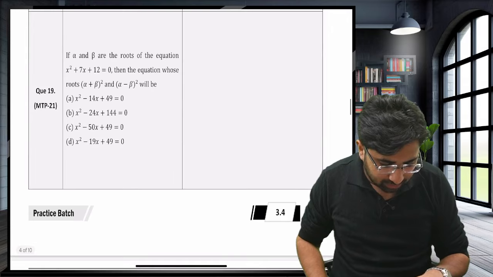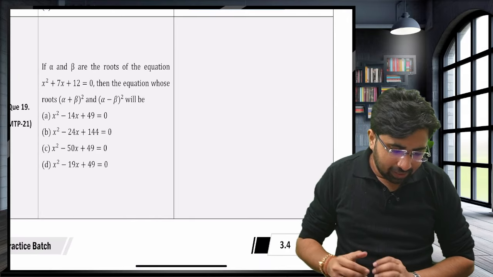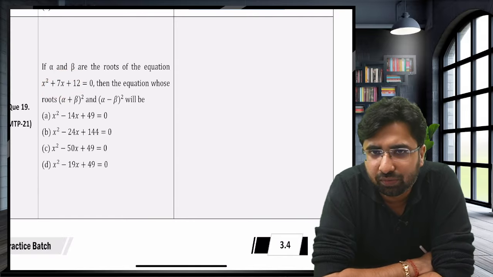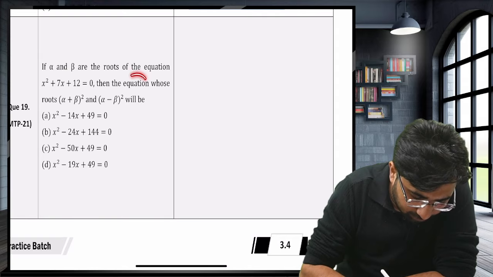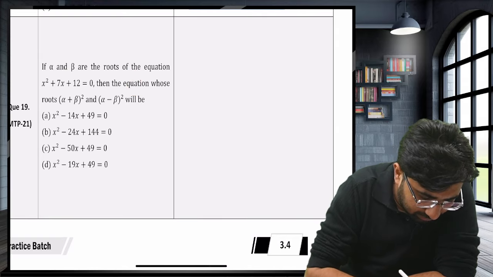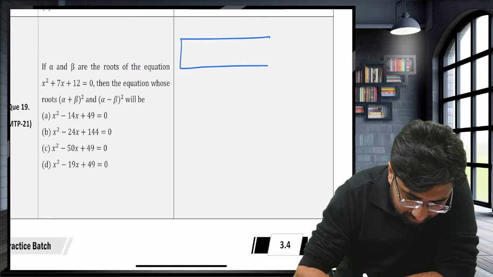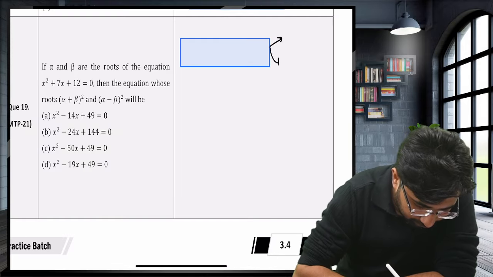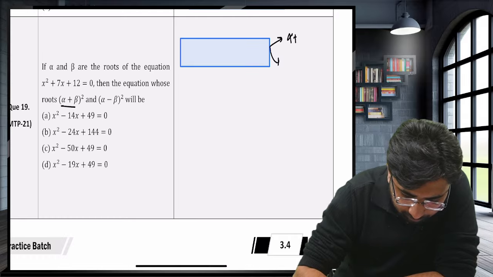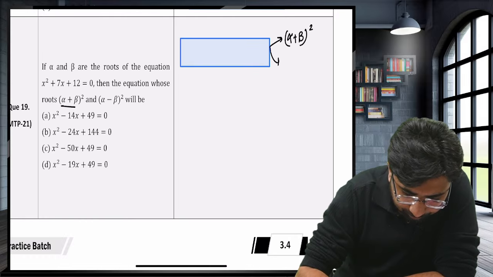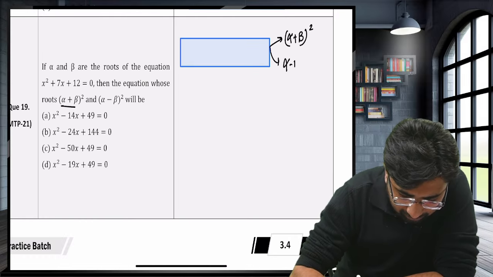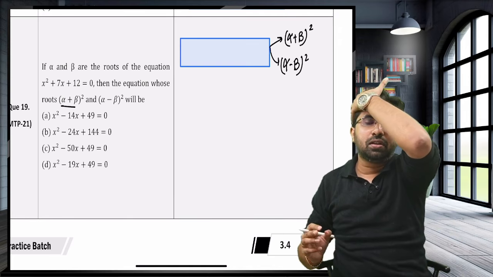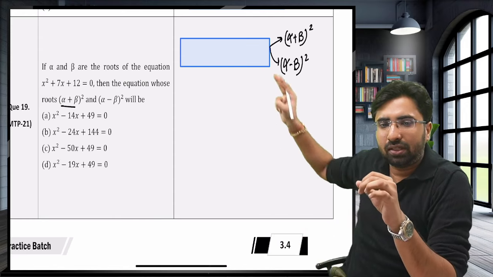Moving forward, guys. Now, alpha and beta are the roots of this equation. They are asking you to form the equation whose one root is this much, and another root is alpha minus beta whole square. Aman sir, to form the equation, we need these things in number.